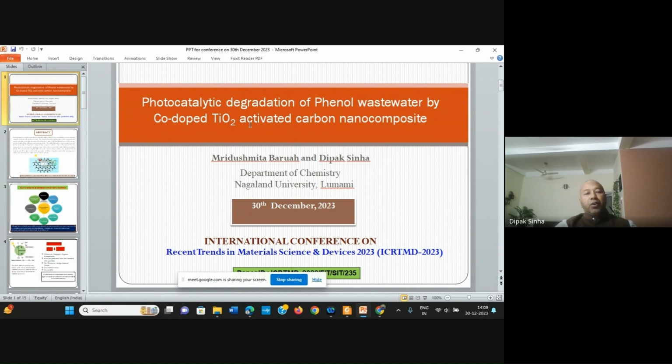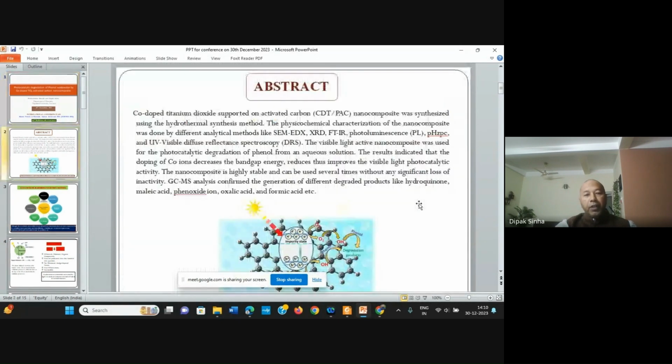I'd like to present one of the works which my student has carried out, Midismita Borua. She just finished her PhD. The title of the work is photocatalytic degradation of phenol wastewater by copper-doped titanium dioxide activated carbon nanocomposite. So basically, our group has been working on activated carbon. We use the activated carbon for environmental work, mostly environmental remediation, removal of different pollutants or adsorption. So we have extended the work.